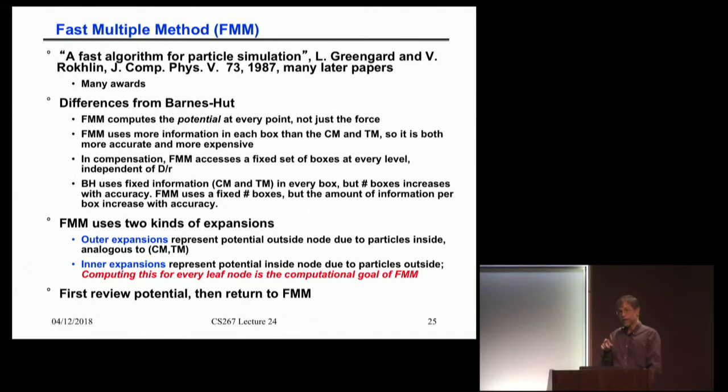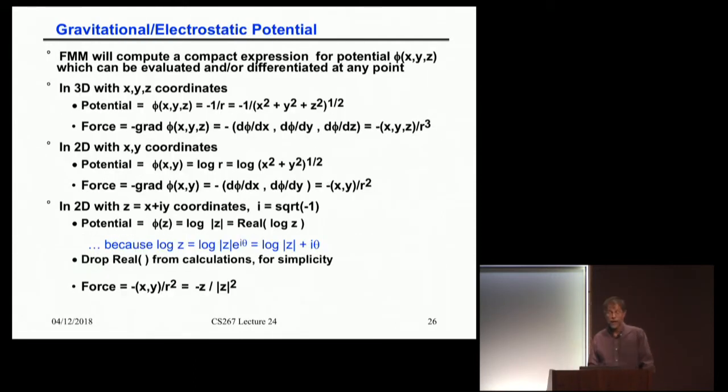So what I'm going to do is remind you quickly of the physics of potentials and forces and what they have to do with one another, and then just do the very, very simple 2-dimensional case where I can do it all with just one complex number, with x and y coordinates. As I said, the fast multipole method is going to compute an expression for the potential, which you can evaluate or differentiate at any point.